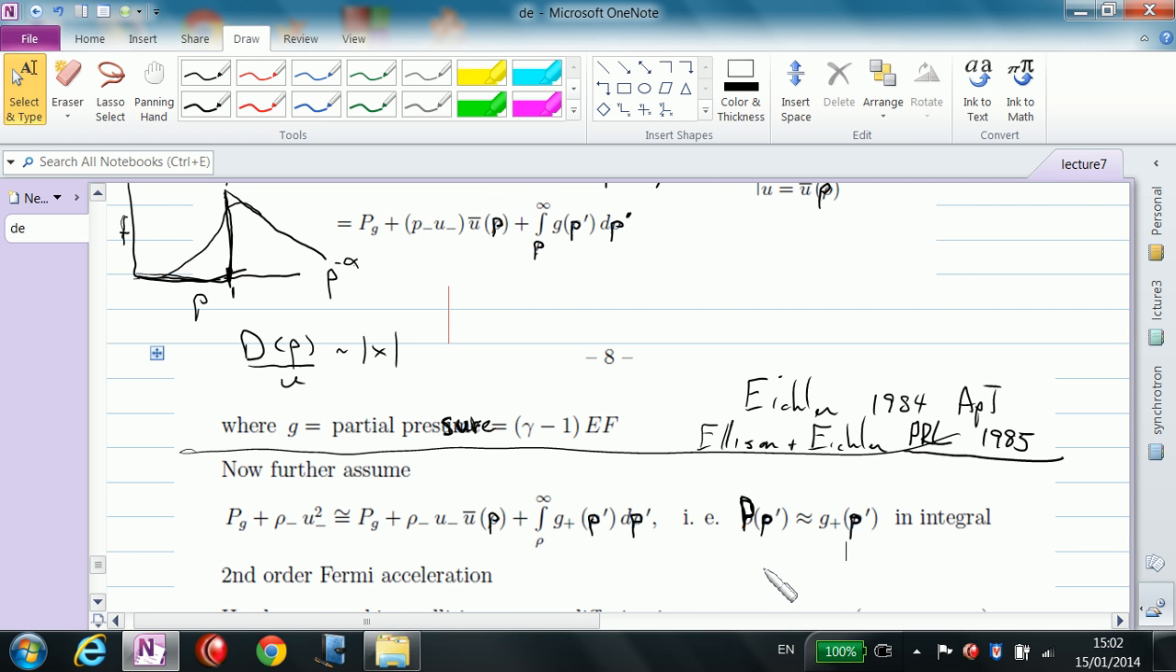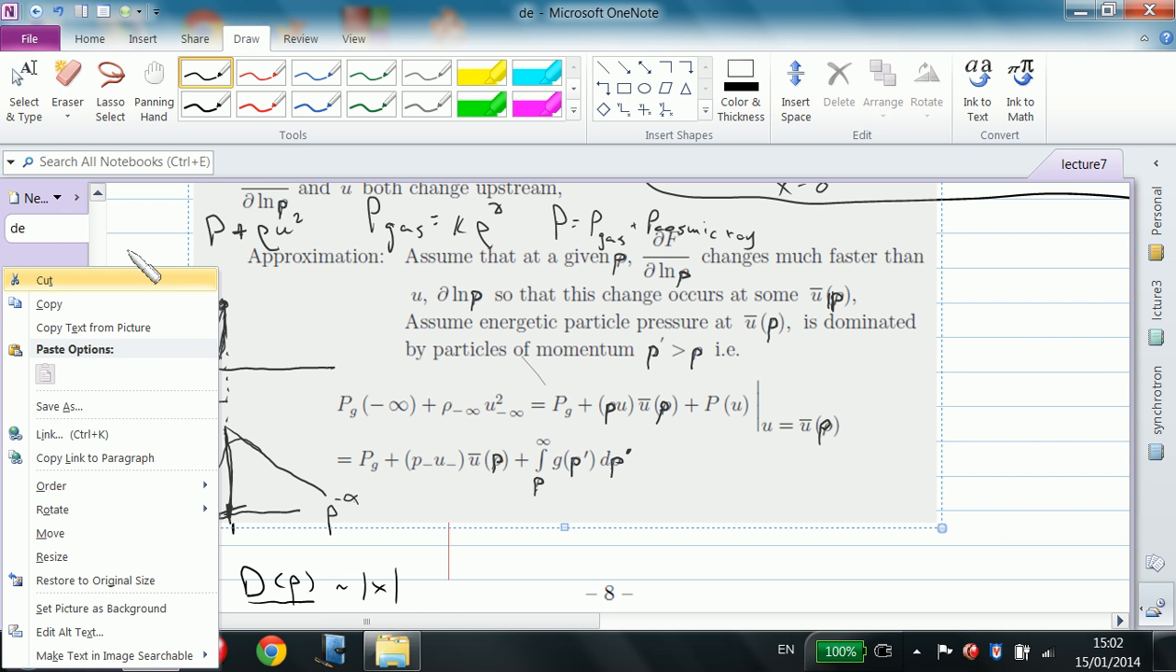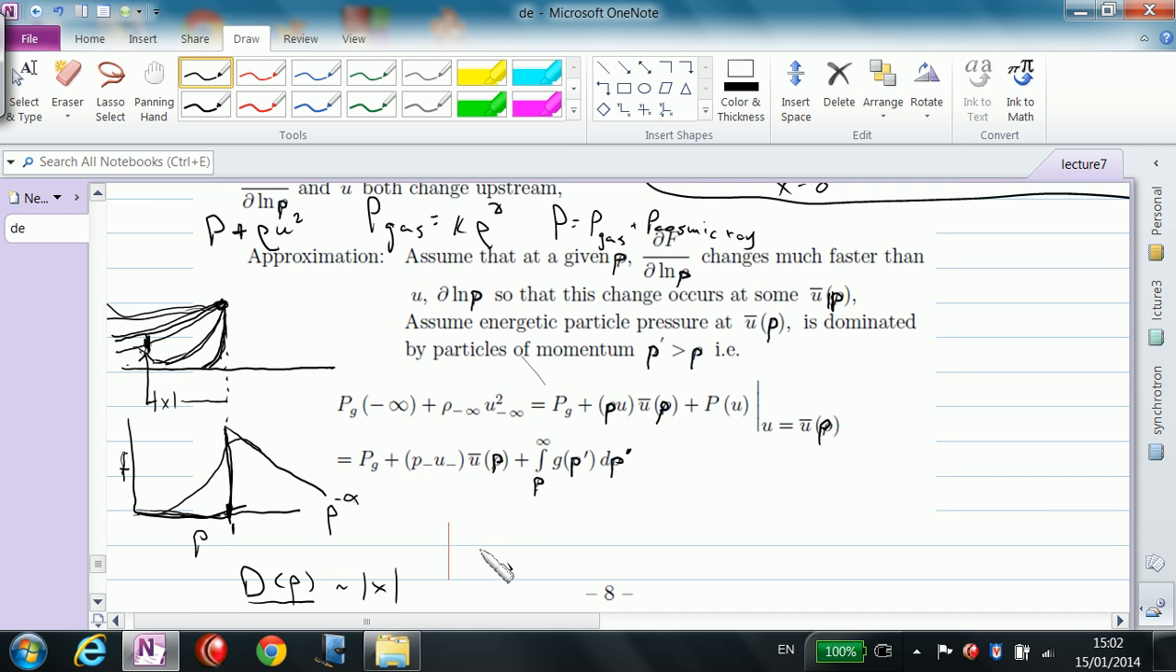Anyway, the physical idea is that the lower the energy of the particle, the smaller the upstream velocity that it feels. These high energy particles feel a compression ratio of 4, let's say. And actually it's more than 4 once you take the cosmic ray pressure into account. But let's say it's 4.